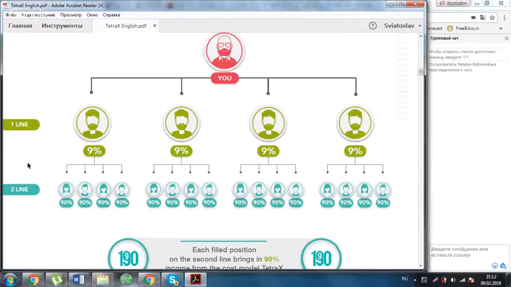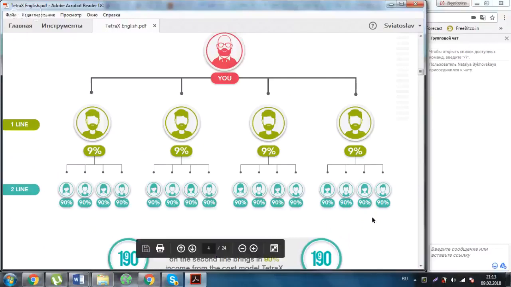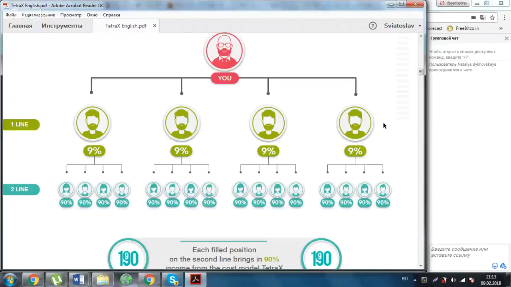As we see, which have paid their position in Tetrix platform. And from all of them, you're receiving 90%, as you see. And your first partner is receiving 9% from this deposit on the second line. Then your second partner from the first line invites, for his or maybe her partners, as well your third and fourth partner.